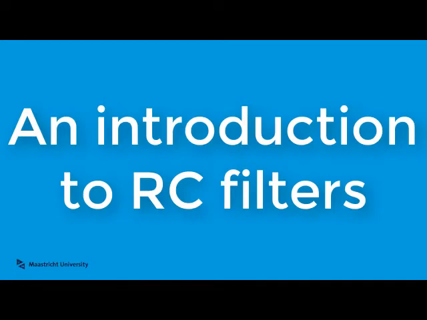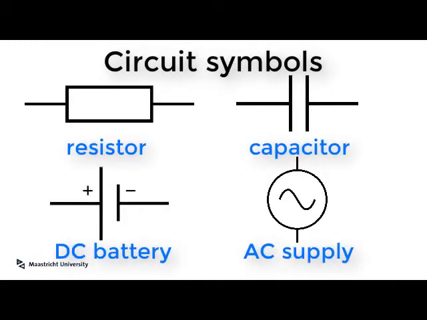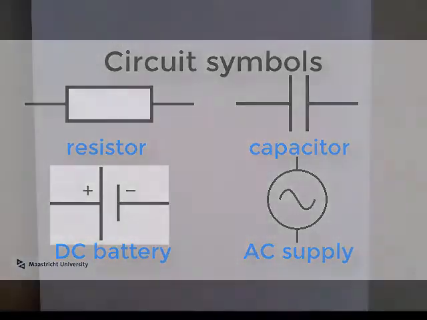This is a very brief overview of how RC filters work. So obviously RC filters contain a resistor and a capacitor. That's what the R and the C stand for. So let's just have a little bit of an overview of capacitors.